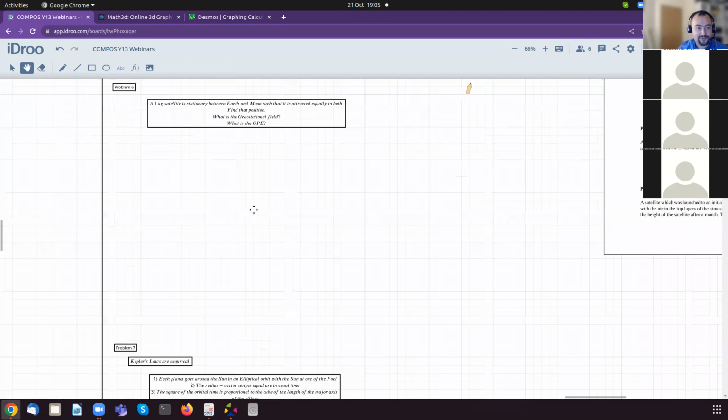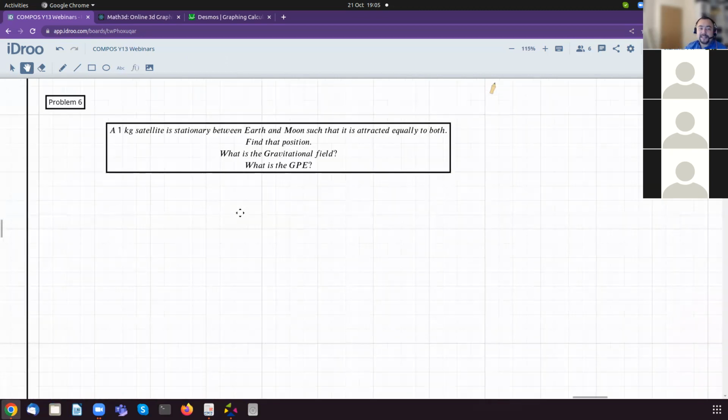What do we have? Do we have time? Yes. Okay. Problem 6. A very similar problem is in the assignment. A 1 kilogram satellite is stationary between the Earth and the Moon, such that it is attracted equally to both. So we have the Earth, we have the Moon, and there's a satellite, which is 1 kilogram. Well, I mean, it's attracted equally to both. So I'm assuming it's closer to the Moon.